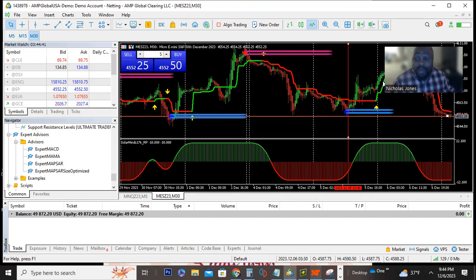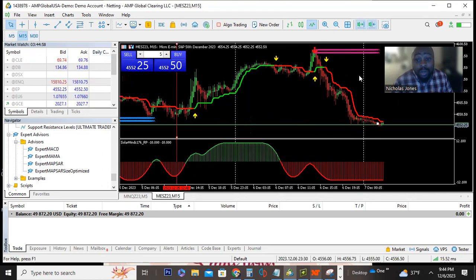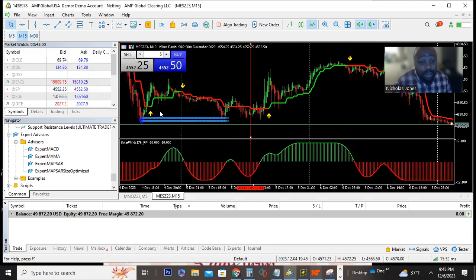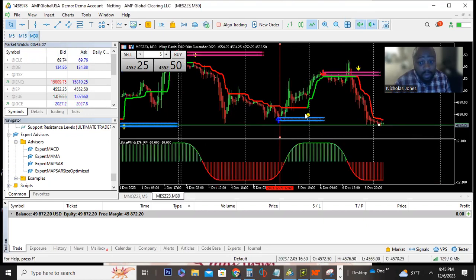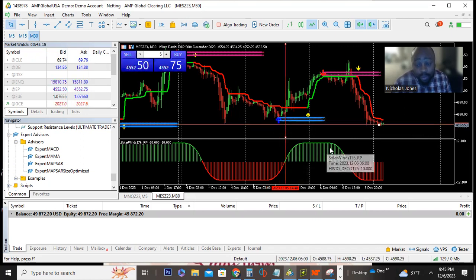Okay, we got a 5-minute support, right? Then on the 15, we got a 15-minute support, right? We're like, okay, we got 2 confirmations that the market is changing direction. Then we jump up to the 30. Once we got that 30 confirmation here, letting us know that the market was on support, what we do is we wait until the 30 breaks above here on the solar wind.